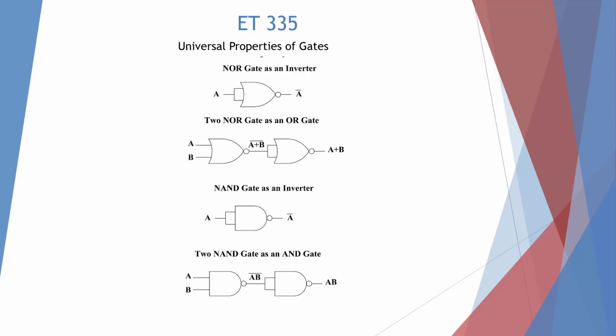Here we have the universal property of gates, where we could take one gate type and make other logic devices. If we take the inputs and tie them together on a NOR gate, it acts as an inverter. If we take a NOR gate and tie an inverter on the output, we have an OR gate. The same thing happens with a NAND gate. If we tie our inputs together, we're going to get an inverter. When we take a NAND gate and put an inverter on, we're going to get an AND gate. This does not work with ORs and ANDs, but it does work with the NORs and NANDs.